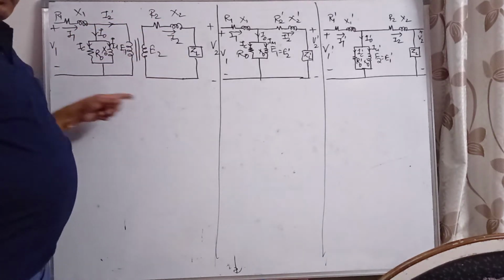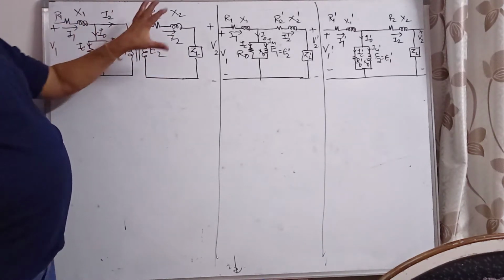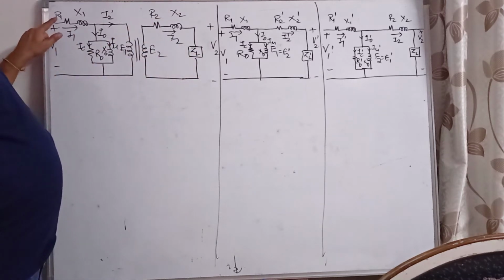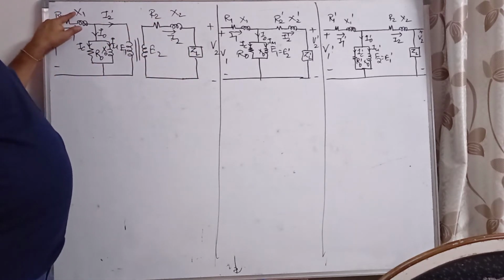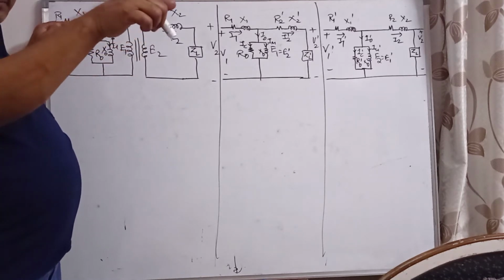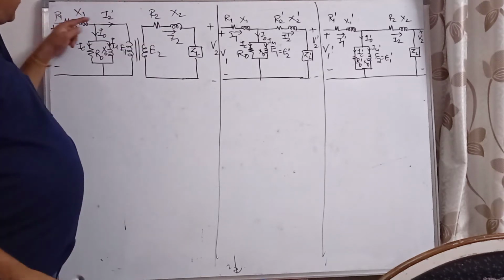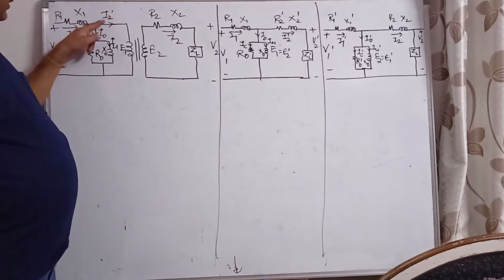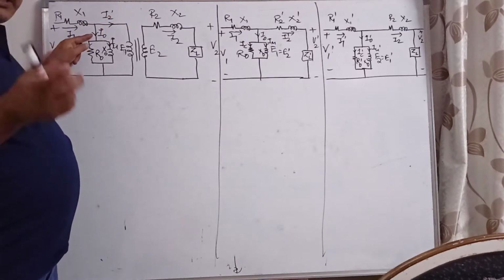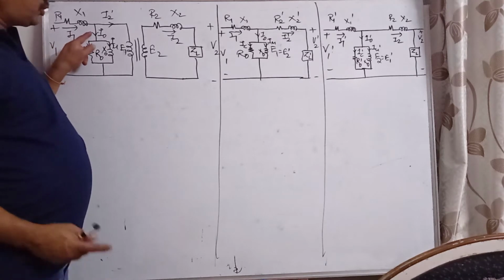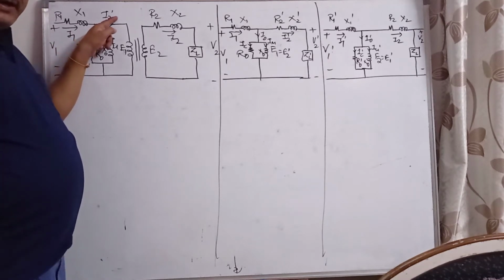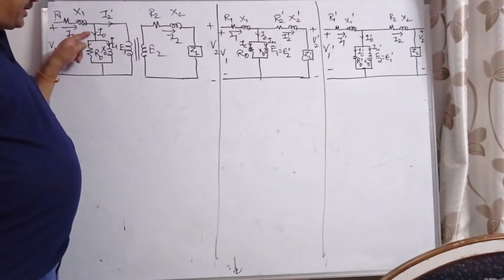Now this is the transformer. This is the primary side, this is the secondary side. Primary resistance R1, primary reactance X1, primary current I1. In the previous article we have studied the vector diagram of I1. I1 has two components, additional primary current I2 dash and no load primary current I0. You please refer to the previous article.